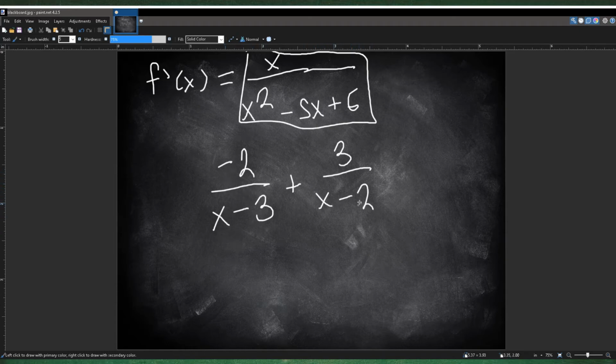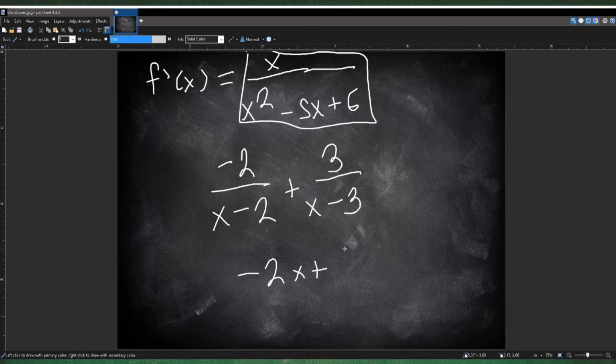So we have negative 2x plus 4. Oh, oops. This was the minus 2, and this was the minus 3, right? So you multiply that, that's negative 2x plus 6. Multiply this, plus 3x minus 6. Add them together, that's x. Plus 6 minus 6 is 0. So this is x all over x squared minus 5x plus 6. So this thing is correct.